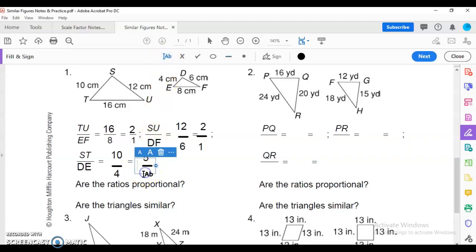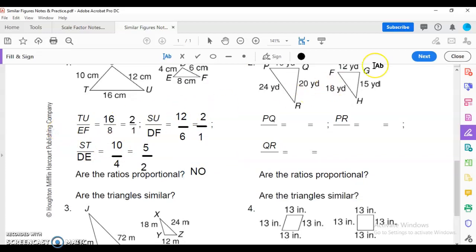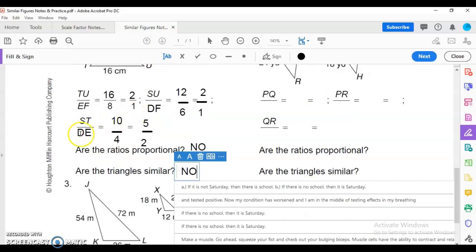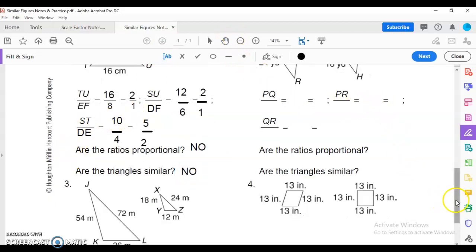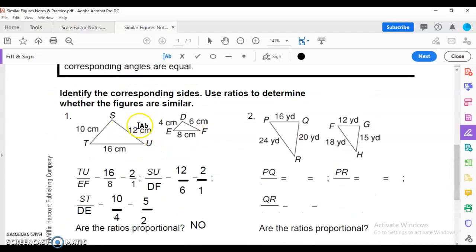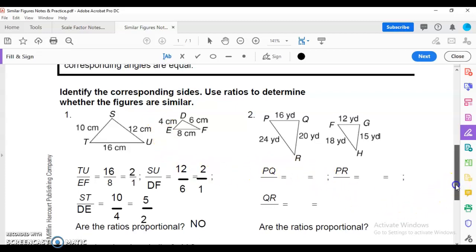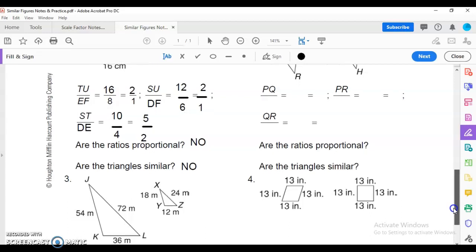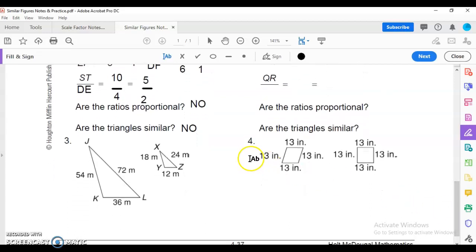And if it's equal to 5 over 2, then guess what? Are they proportional? My answer is no. Are they similar? The answer is no. They're not similar, they're not proportional. Why? Because all three sides don't match. 12 over 6, that's half. 16 over 8, that's half. But 10 over 4, no, that's not. So that is how you will use proportions to help you find out if they're similar or if they're proportional. Okay? So that is how you work these problems.